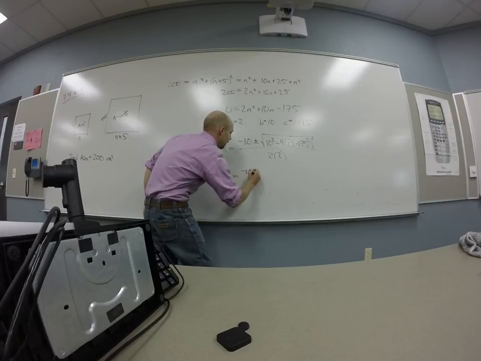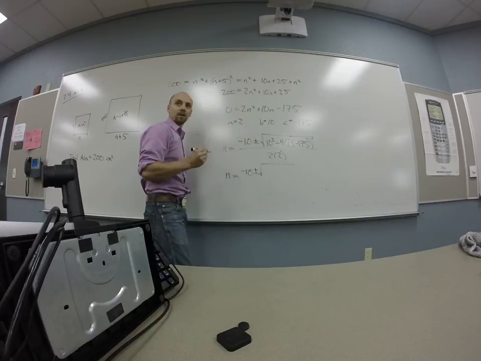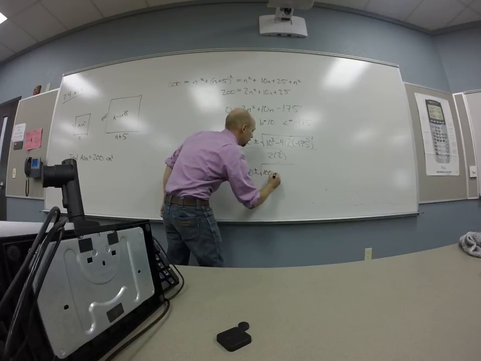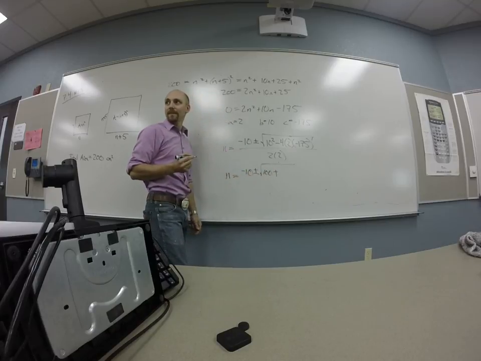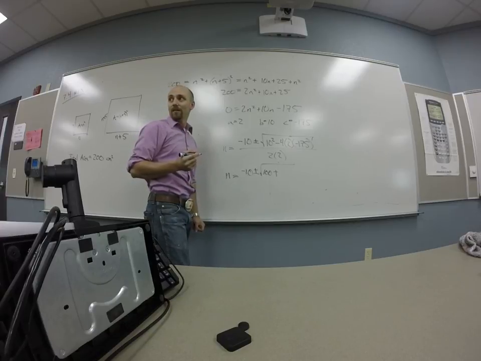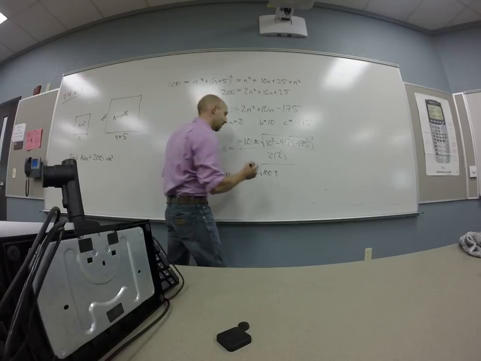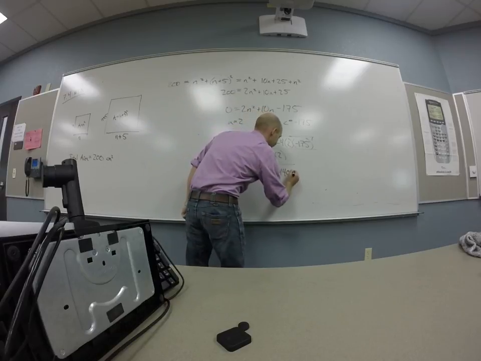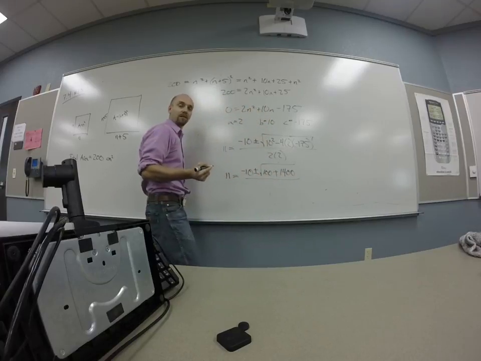10 squared. Okay. I get negative 10 plus or minus the square root of 100 minus plus. Yeah, I need to multiply 8 by 175. Somebody got a calculator? It's 1400. 1400. Great. And then this is all over 4.